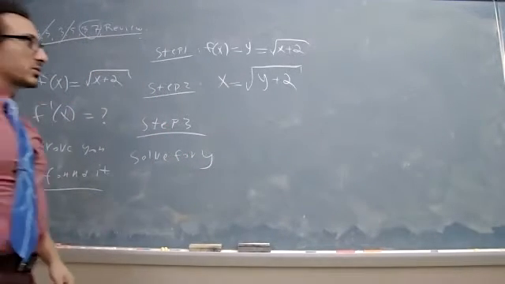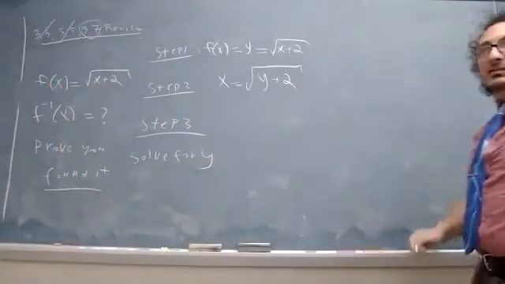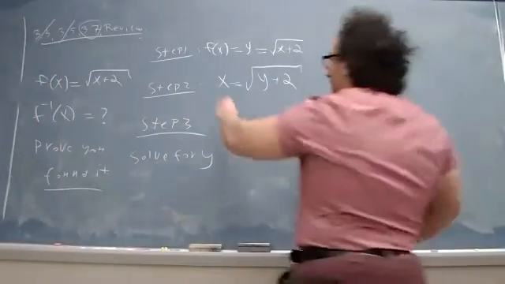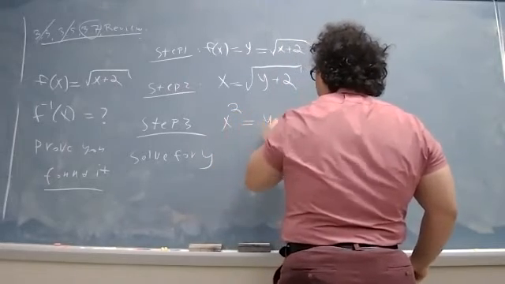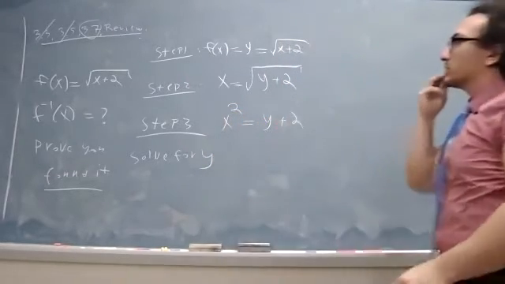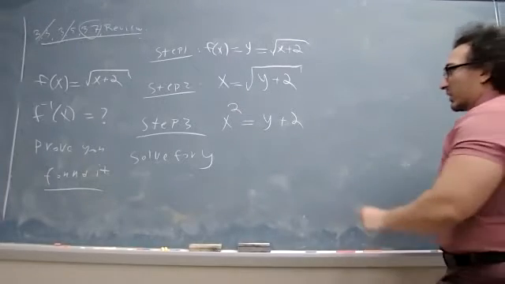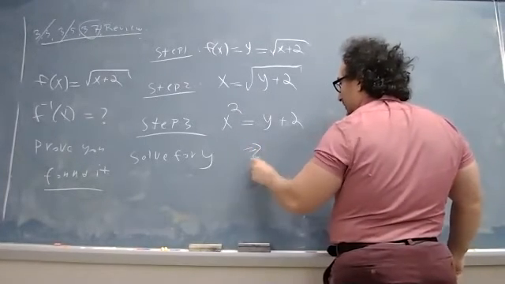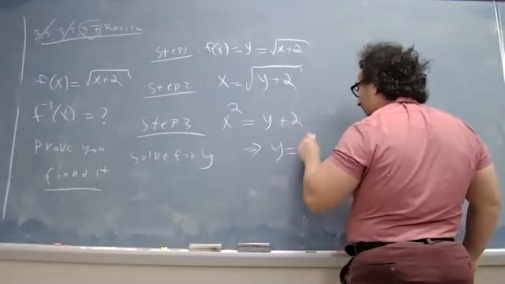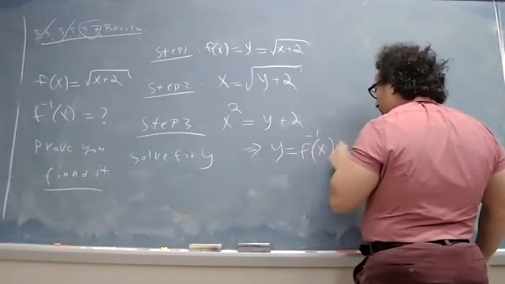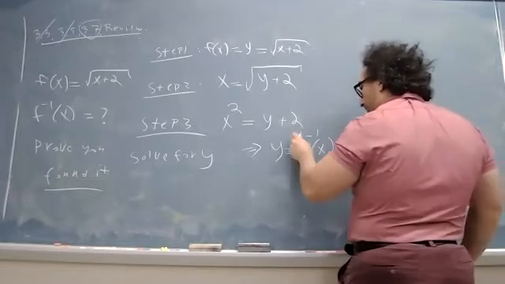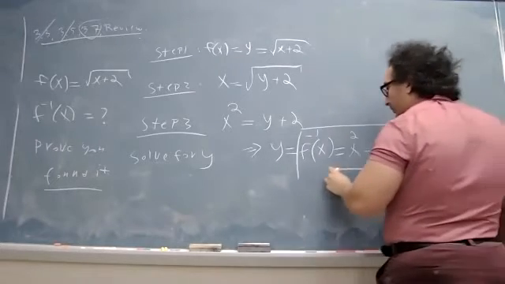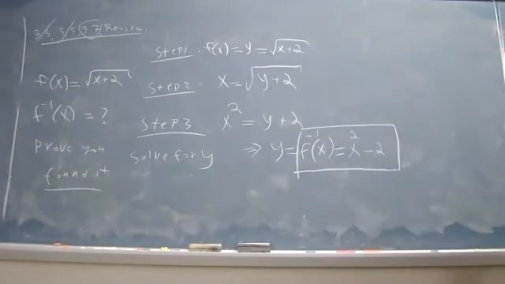So let's do it. To solve for y here, it's embedded inside of a square root. So what we do is we take the square of both sides. So I get x squared is now equal to y plus 2, because squaring a radical removes the radical. And then I just have to solve for y. So I'll subtract the 2 from both sides, and I'll get y, which is equal to our f inverse of x now, is equal to x squared minus 2. So we found the f inverse.